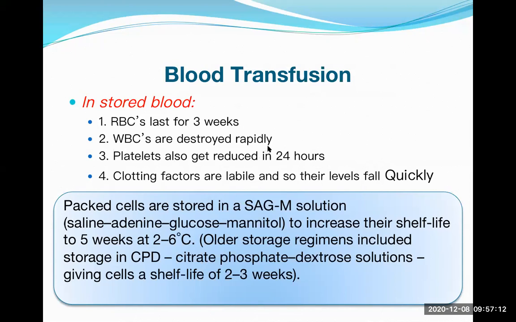WBCs are destroyed quite rapidly in the stored blood. Platelets also get reduced in 24 hours. So if we want to give platelet transfusion, it should be fresh blood. Or if there is platelet concentrate, then you can give that. And clotting factors are labile, and so their levels fall very quickly. Labile means they can also neutralize very quickly. So in stored blood, only RBC lasts for 3 weeks. All other components will be inactivated quite early.